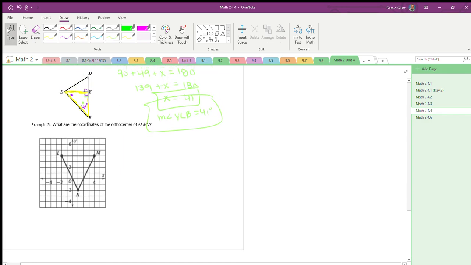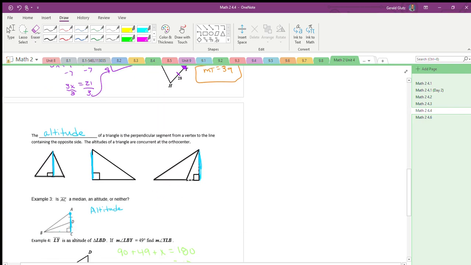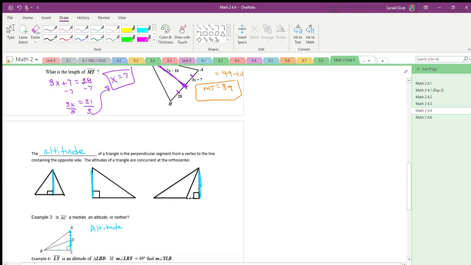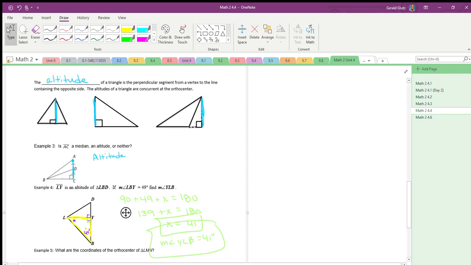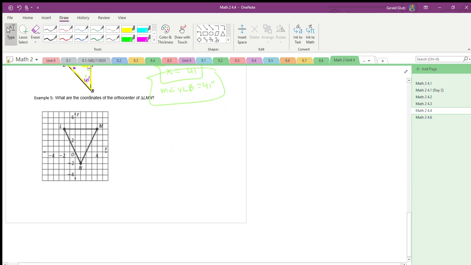And then finally, example 5. What are the coordinates of the orthocenter of triangle LMN? So if you remember from earlier on this page, the orthocenter, if I go back, oops, actually I don't think I mentioned that. Orthocenter is where all the altitudes of the triangle meet, or the point of concurrency of all the altitudes. So I forgot to mention that. So that means on this triangle, I just need to find where two of the altitudes meet. And that will tell me where the orthocenter is.